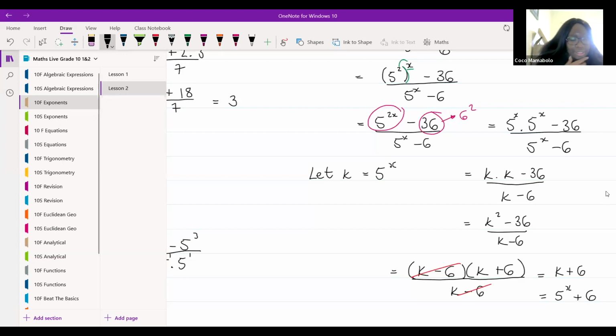Ma'am, must it always be k or can it also be another letter? Yes, ma'am. It can be d, as long as it's not x. Don't make it x because x is part of the question. So you can say, let m equal 5 to the power of x, or let d equal 5 to the power of x. It's fine. We're going to get to the same answer.